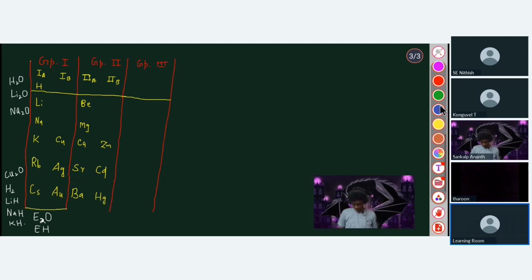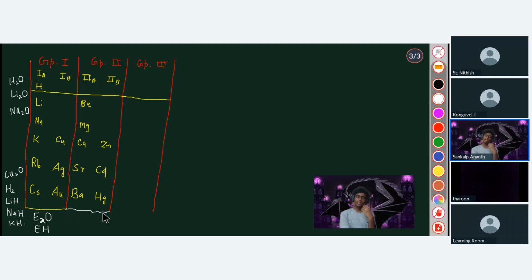There isn't logic; they form the same type of oxide and the same type of hydride. I have already told that Mendeleev studied two properties: their oxides and their hydrides. Sir, so basically arranging by their valencies? Exactly, on the basis of valency. See here, the general formula of the oxides of group second is EO. Can you tell me the formula of beryllium oxide? BeO.